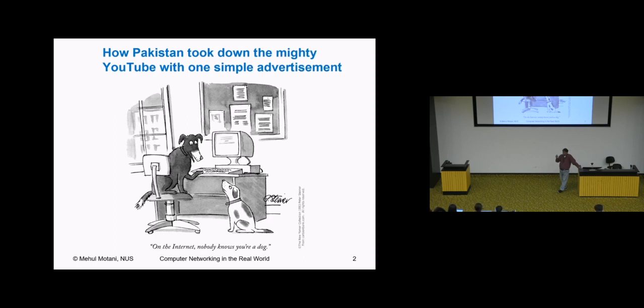And that root is origin authentication, right? When somebody says that they're a dog, how do you know that they're a dog? Or if they say they're not a dog, how do you know that they're not a dog? Okay, and the example is going to be about Pakistan Telecom and how that ISP, along with the Hong Kong ISP, worked together to unintentionally take down YouTube.